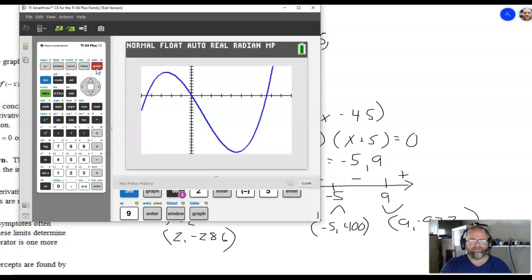All right, and then I graph it, and this is what it looks like. So this point up here, that's going to be negative 5, 400. This is 0, 0. At 2, negative 286, this is where it's going from concave down, and then right here we have an inflection point, and it turns to concave up. And then here is our local minimum at negative 972.